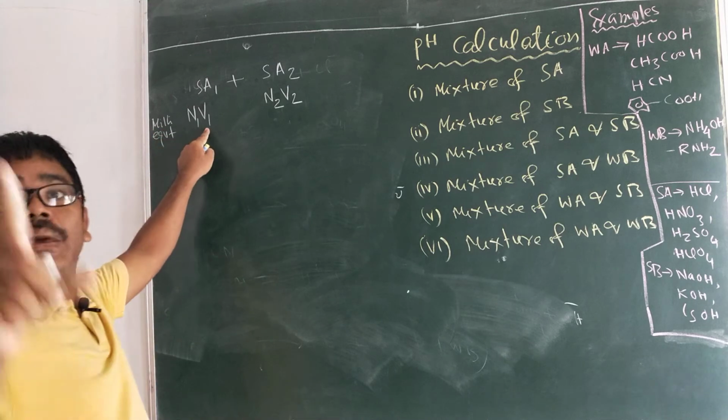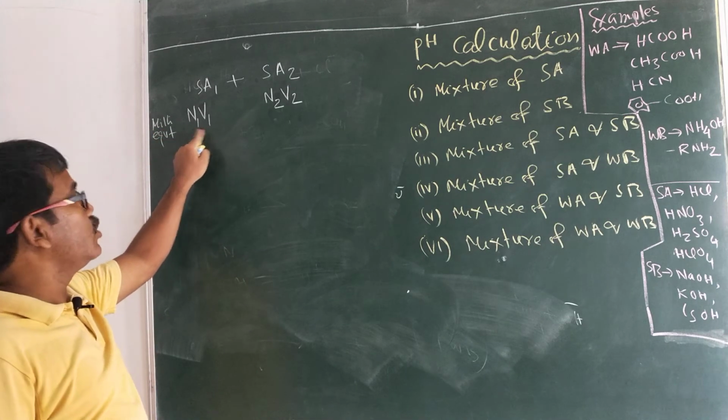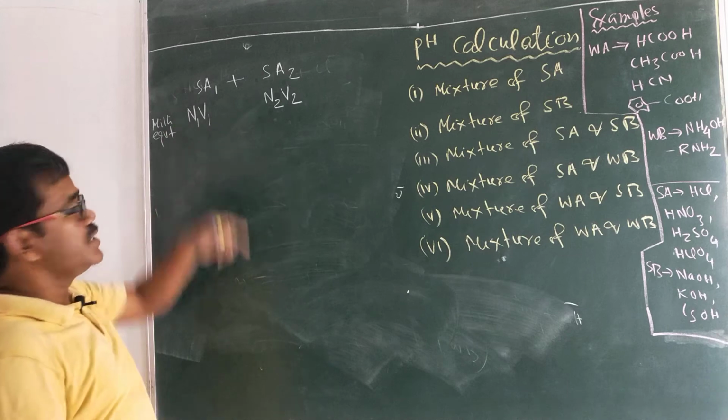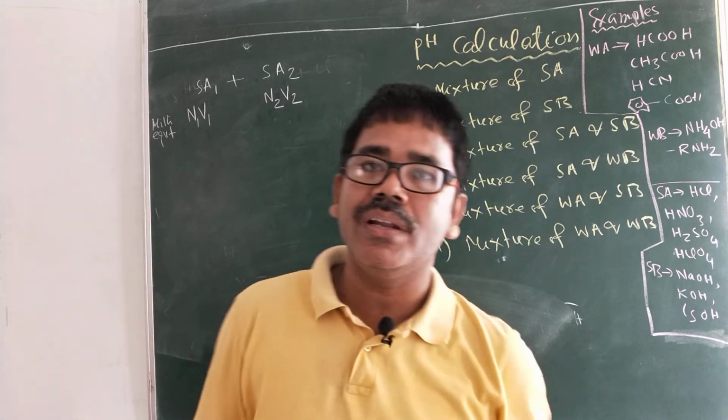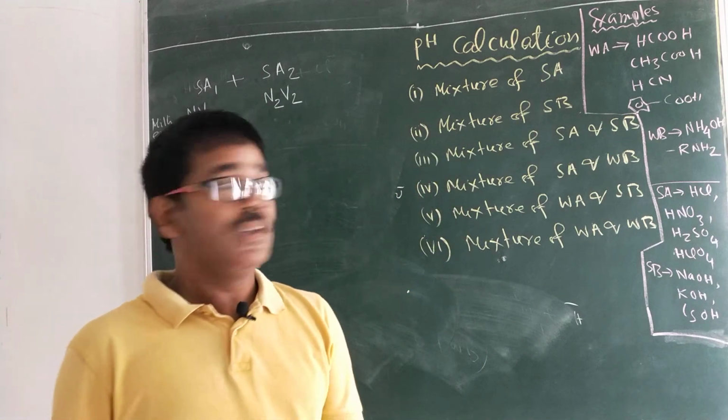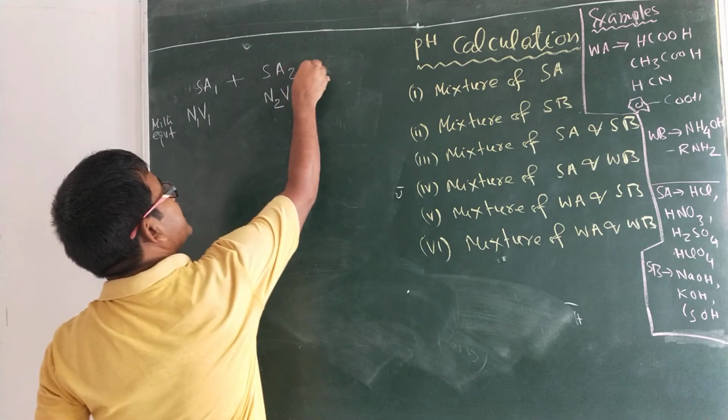This V is in ml, they are called milli equivalent. Two acids are added having their milli equivalent N1 V1 and N2 V2. When two acids are mixed, obviously the mixture will be acidic.